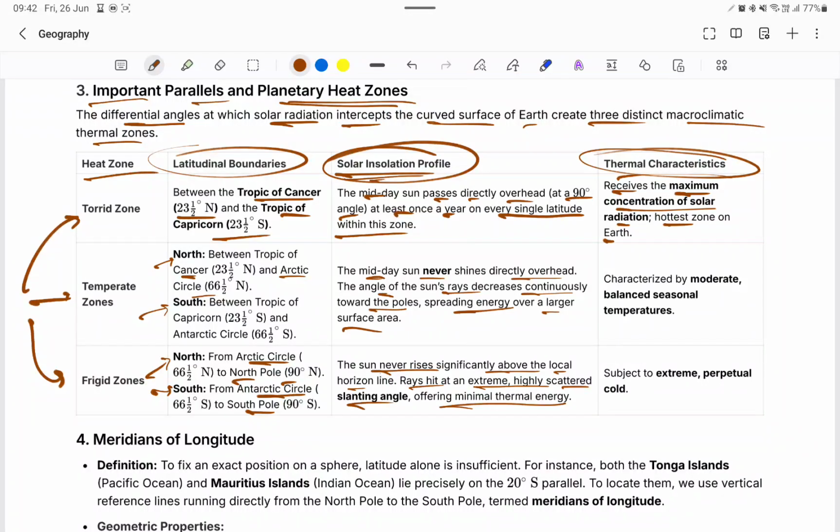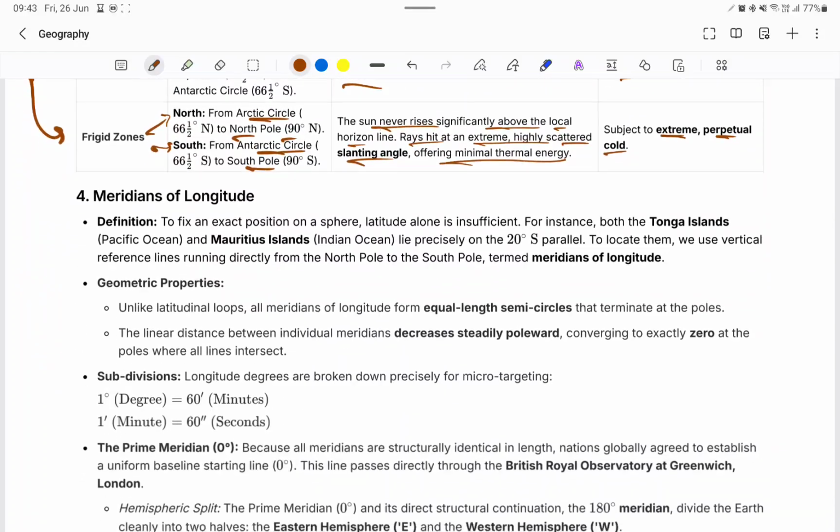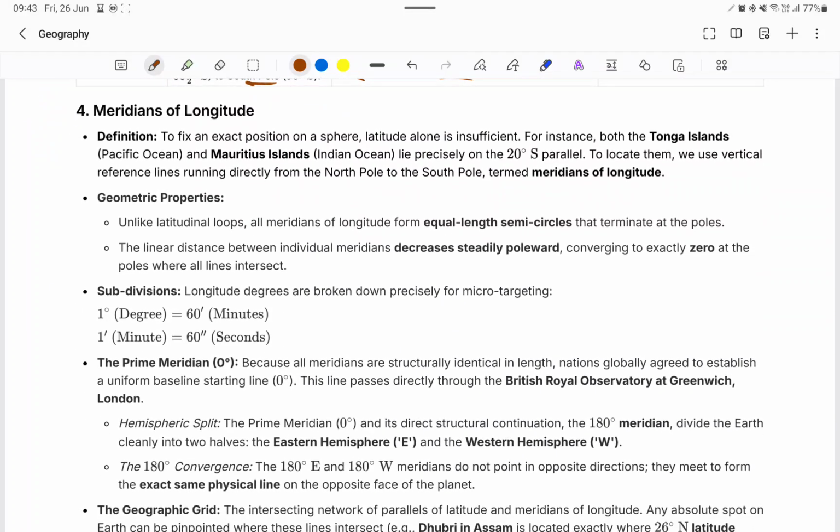Second, temperate: the midday sun never shines directly overhead, and the angle of the sun's rays decreases continuously towards the poles, spreading energy over a larger surface area, so it is characterized by moderate, balanced seasonal temperatures. The frigid zone is subject to extreme perpetual cold because the sun never rises significantly above the local horizon line. Rays hit at an extreme, highly scattered, slanting angle, offering minimal thermal energy. That's it.